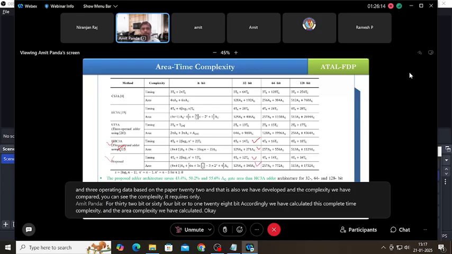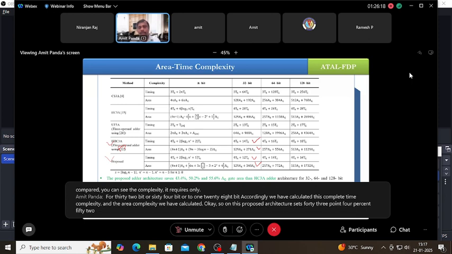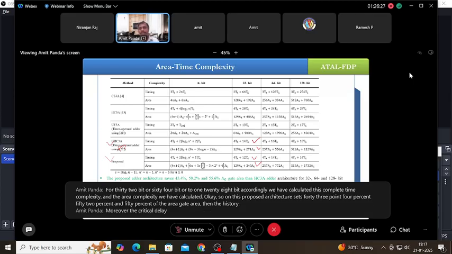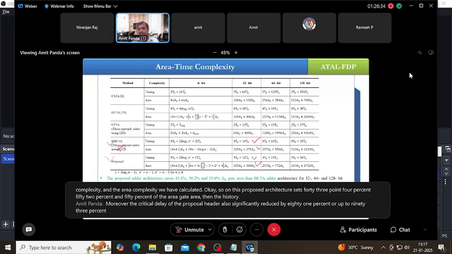So this proposed architecture saves 43.4%, 52%, and 50% of gate area compared to the three adder. Moreover, the critical delay of the proposed adder is also significantly reduced, by 81% up to 93%, compared to your carry save adder.